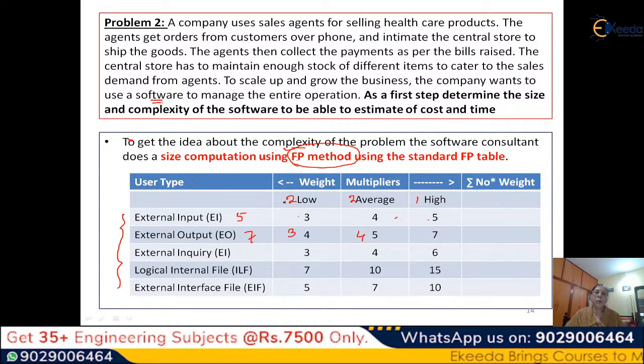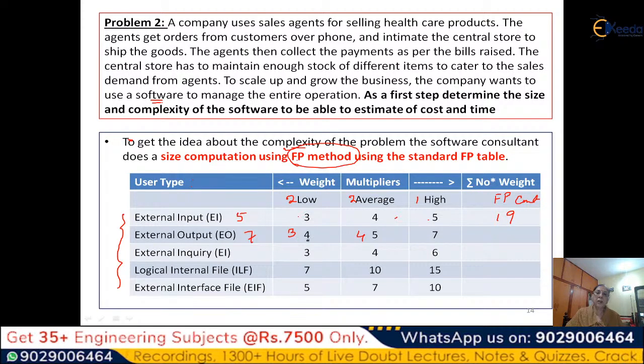So what you will do, you will multiply again this with this, this with this, this with this. Then you will get what is known as sigma of number and weight. So this is basically your function point count. So here you will get something, 2 into 3, 6, 2 into 4, 8, 1 into 4. So 5 plus 8 plus 6, 11 plus 8. So you will get 19.